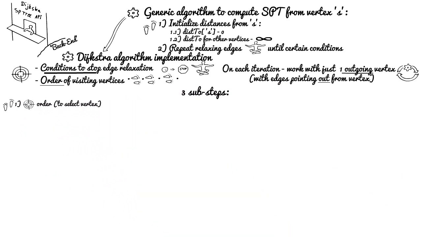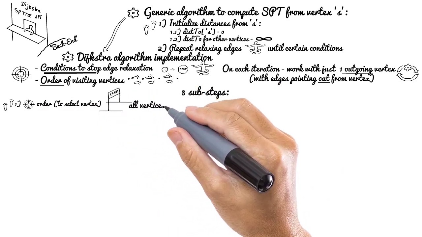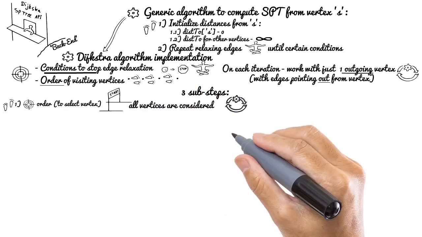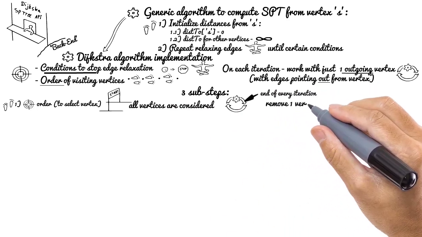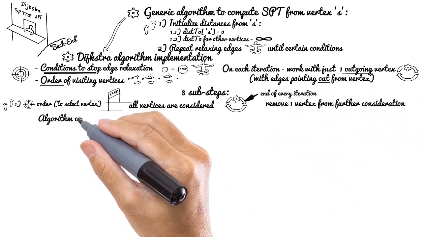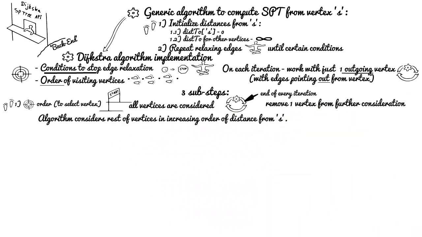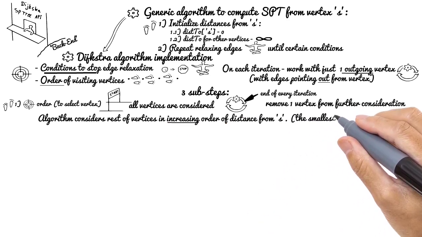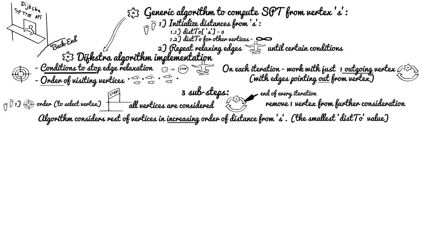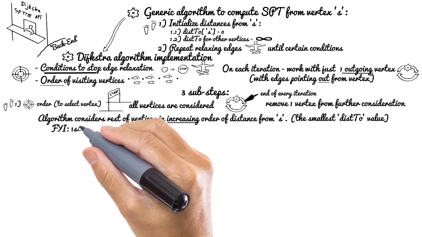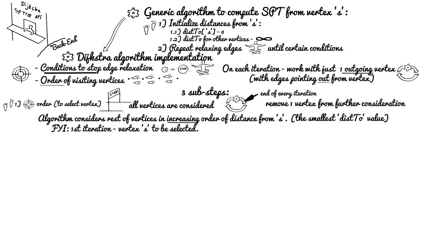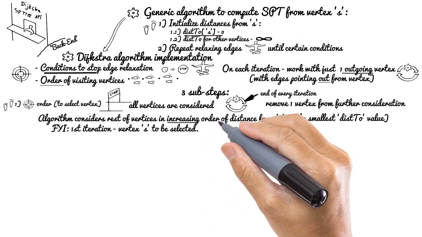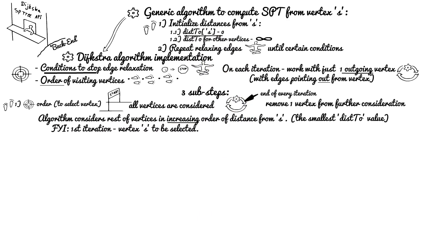First step, with focus on the order of traversing to select a vertex. Initially, all vertices are considered. At the end of every iteration, we remove one vertex from further consideration. The algorithm considers the rest of the vertices in increasing order of distance from S, which means the algorithm selects the vertex with the smallest dist2 value on this first sub-step. For the very first iteration, starting vertex S is selected, since it has the smallest value of 0, while others have infinitely large values.